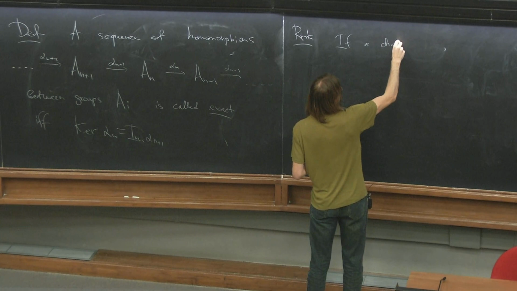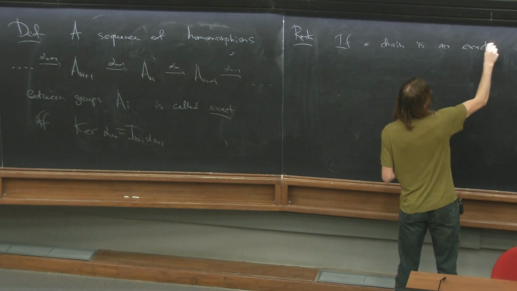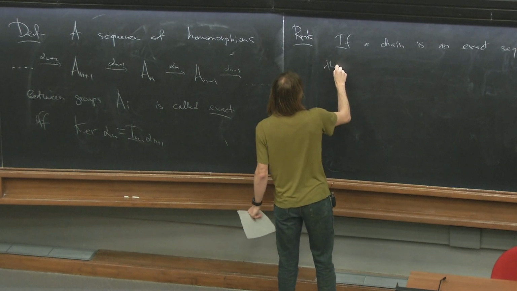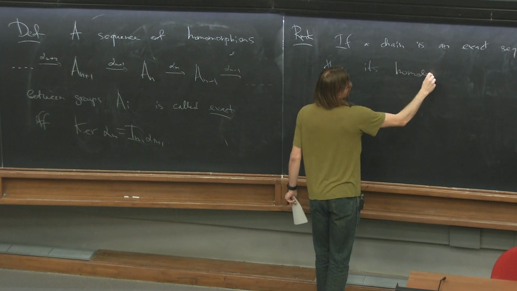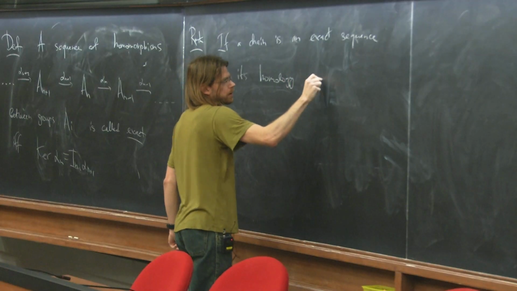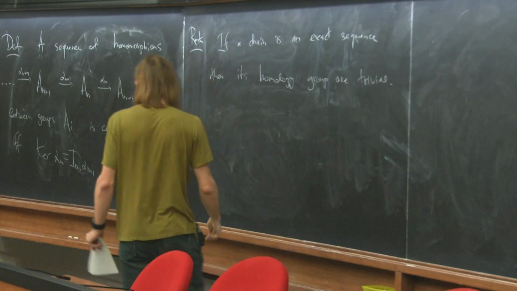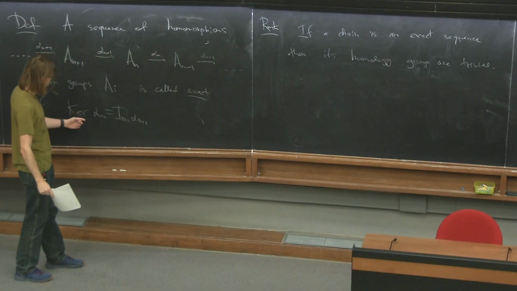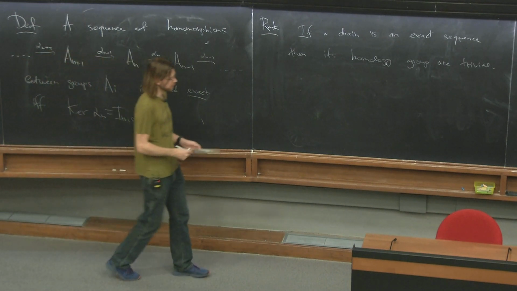So if a chain complex is an exact sequence, then the homology groups are trivial. Well, this is obvious by definition, because for a chain complex we define homology as a quotient of the kernel over the image. But if they coincide, all these quotients are trivial.